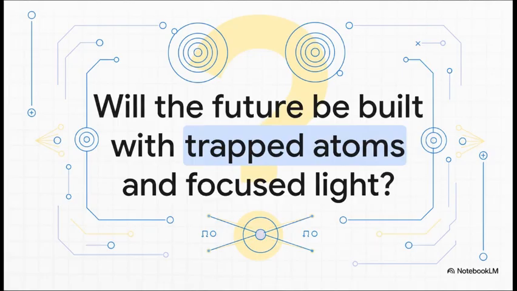So there you have it. We've walked through how to trap a single particle, how to talk to it and control it with a focused beam of light, and how to perform a computation in the tiny window before it has a chance to forget. It's an incredible process, and it all leads us to one final, fascinating question. Could it be that the future of computing, the very machines that will one day solve the world's biggest and most complex problems, will be built with nothing more than trapped atoms and focused beams of light?